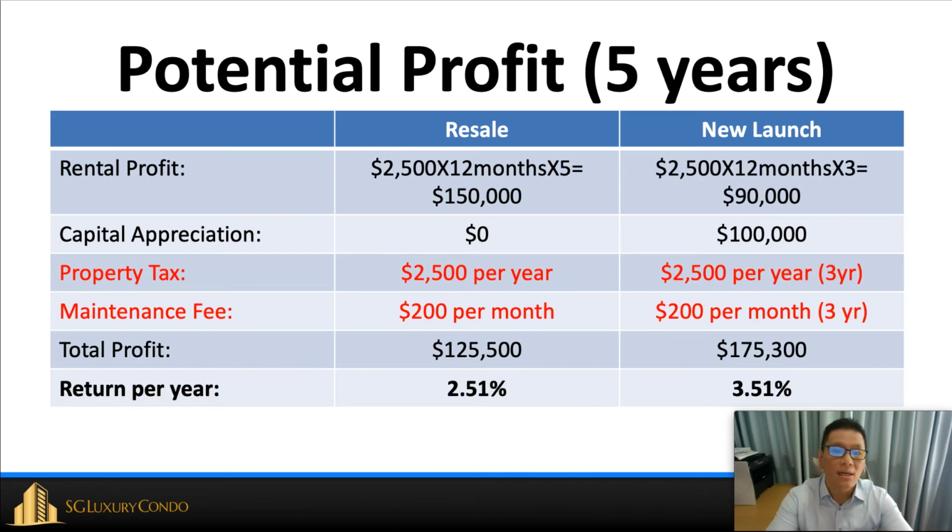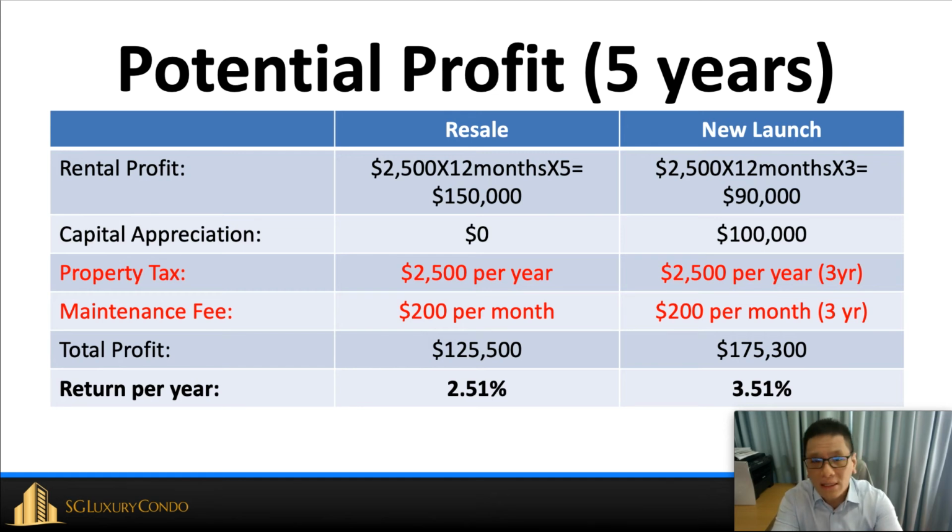Now let's look at potential profit over a period of 5 years, where we have 2 years of construction and 3 years of rental. So we look at the resale first, where the rental profit over a period of 5 years is 150,000. Capital appreciation is 0. Next we look at your property tax and maintenance fee. Minus off all this, your total profit is 125,000, which will give you a 2.5% return on investment. Now, I feel that 2.5% return on investment is pretty low. If you are looking at property, I would prefer to get somewhere that is more than 3%.